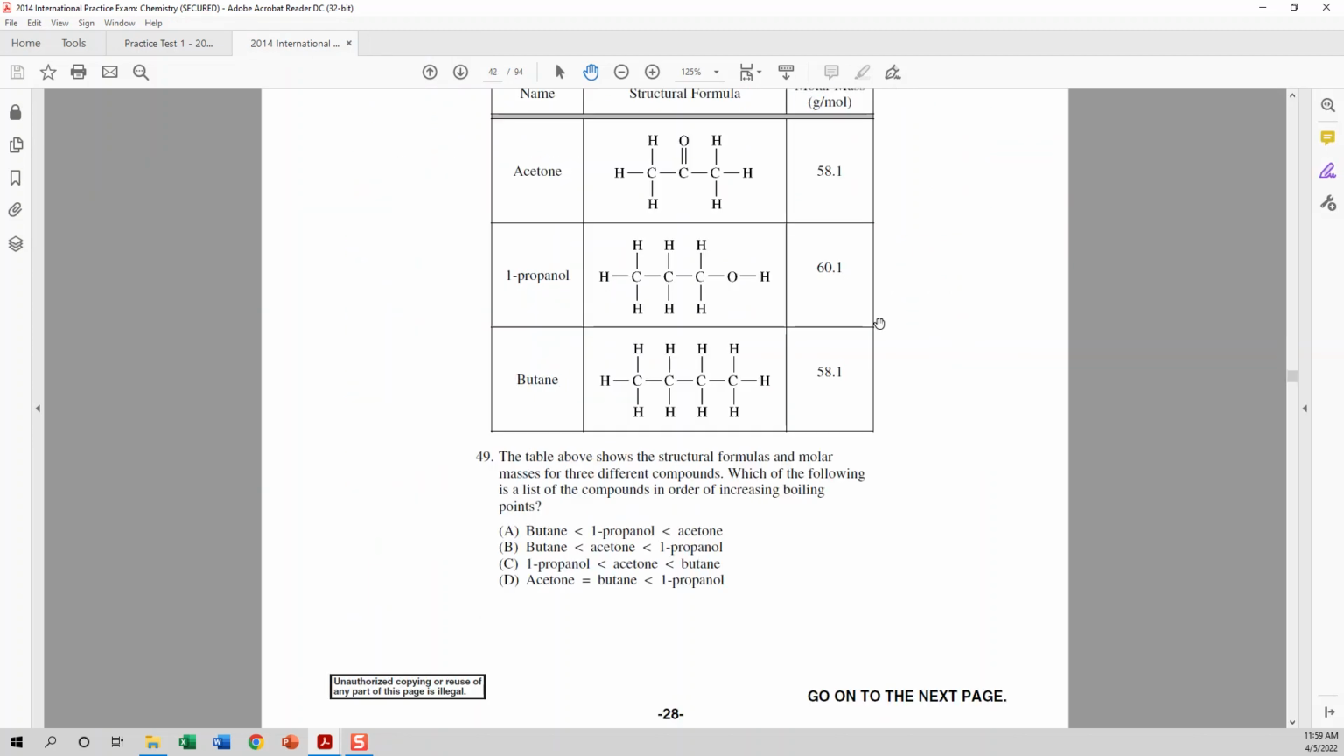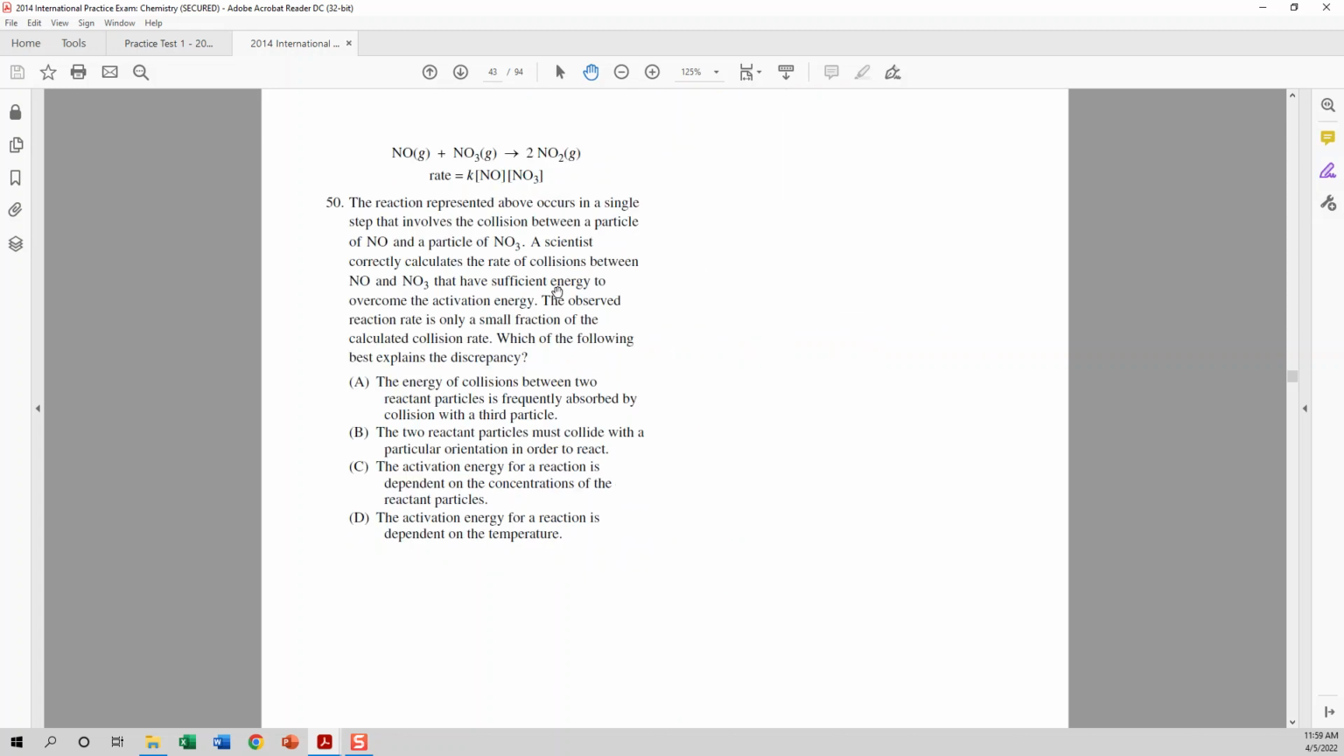All right, so here's a question where they show us a reaction, and they give us the rate law, and then they tell us here that the reaction occurs in a single step. That means this is the reaction mechanism. So that means NO shows up once and NO3 shows up once, so they're each first order. So that makes sense.